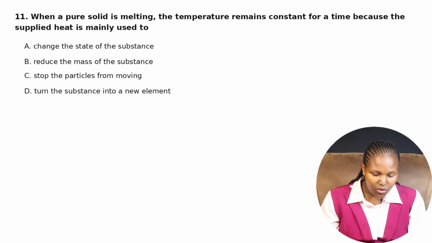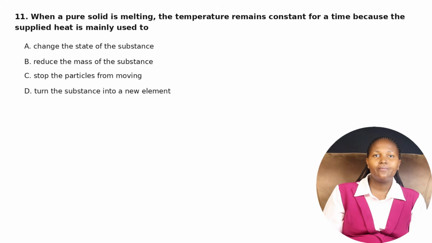Then we go to question number 11. When a pure solid is melting, the temperature remains constant for a time because the supplied heat is mainly used to: A, change the state of the substance; B, reduce the mass of the substance; C, stop the particles from moving; and D, turn the substance into a new element.